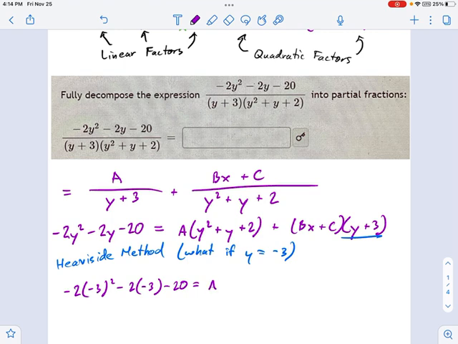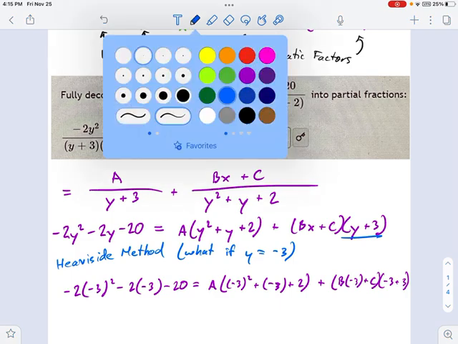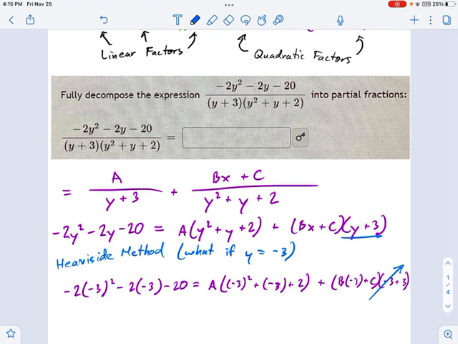Now on the right side, you'll see why I'm doing this in a moment. This actually has a good reason. -3 squared plus -3 plus 2, all times a, and now plus, watch this, it's b times -3 plus c times -3 plus 3. Now, all the way on the right side, this over here, this is the whole reason I chose y equals -3. This becomes 0, which means it crosses out the whole thing. And now all I have left is some numbers. So let's figure out what we have remaining.